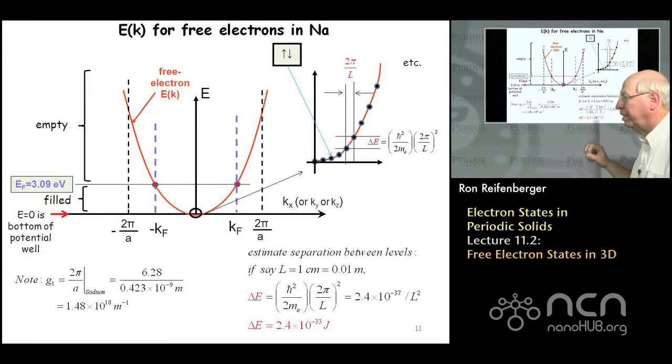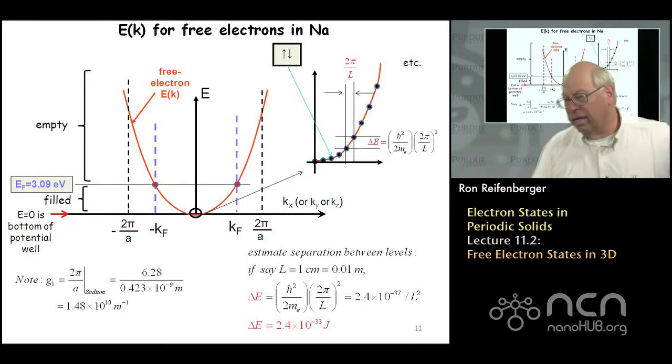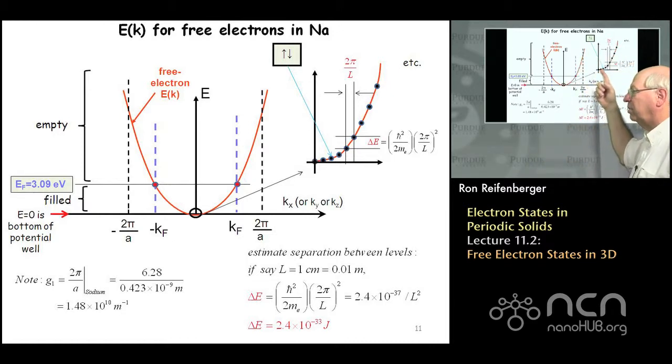You can calculate what that separation in energy is between the allowed K values, and you find that the separation in energy for sodium is really very small. It's infinitesimally small. For instance, if you have a crystal that's, let's say, 1 centimeter cube, the separation delta E is 10 to the minus 33 joules, which essentially is 0. And it means that to a very good approximation, these electron states are a continuous function of energy E throughout this E versus K curve.